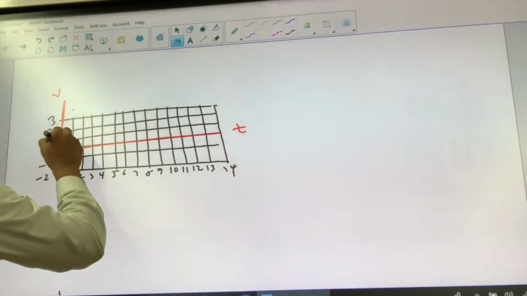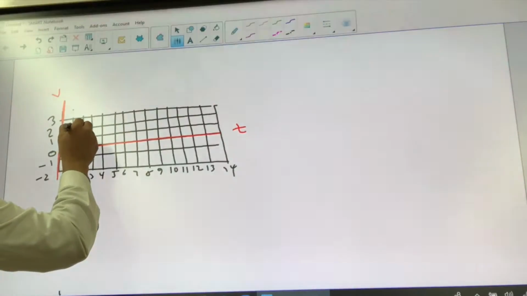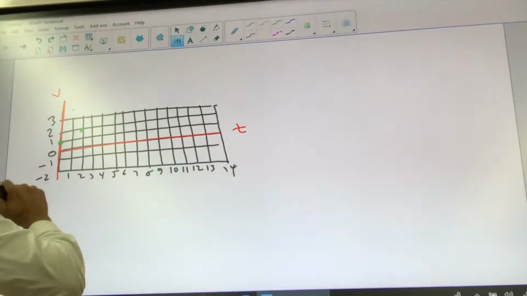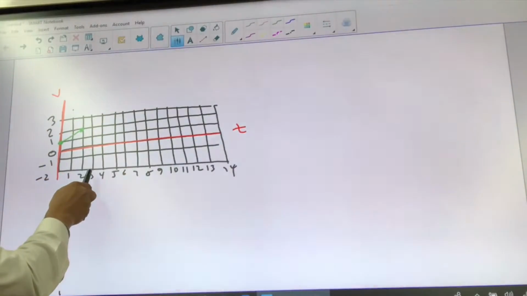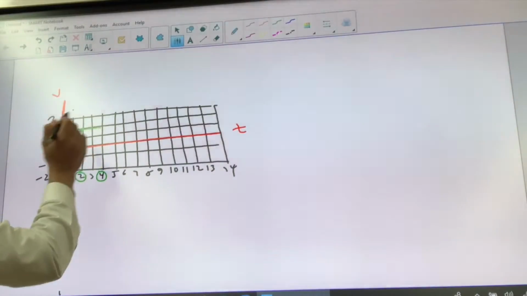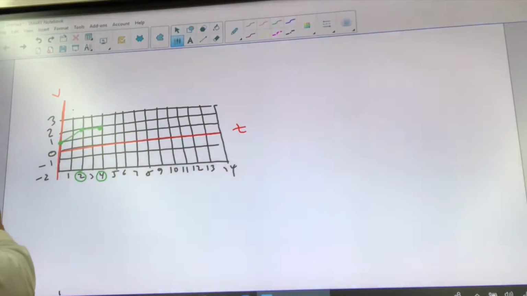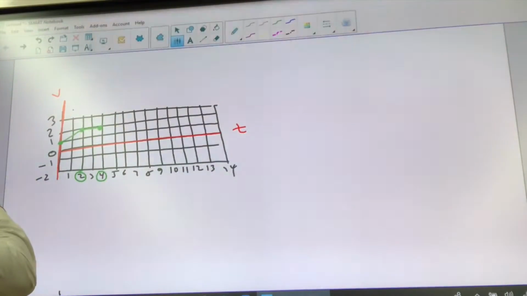Let's put the object right here. The object's initial velocity is 1 meter per second, and in 2 seconds the object increases its velocity from 1 meter per second to 2 meters per second. Let's say from 2 seconds to 4 seconds, the object remains at constant velocity, which is 2 meters per second.